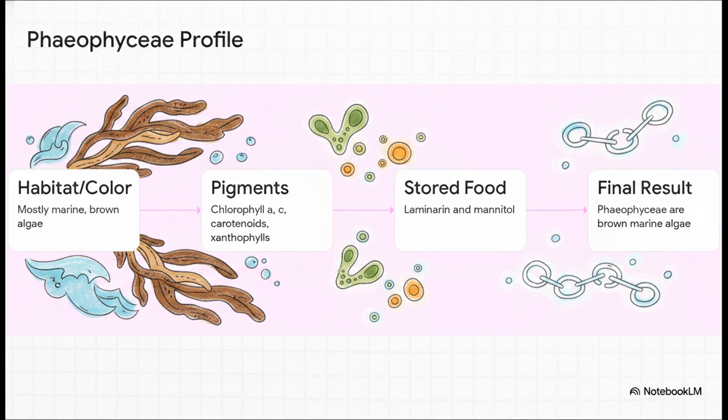Second, for their pigments, you need to list chlorophyll A, chlorophyll C, carotenoids, and specifically fucoxanthin, which is what actually gives them their color. Finally, for stored food, explicitly mention laminarin and mannitol. By combining these facts, you get your final result, a complete biological profile of phaeophyceae defined by their unique pigment composition and specialized carbohydrate storage. Nailing every single one of those lines is exactly how you construct the perfect response.